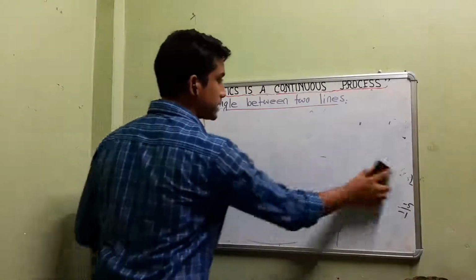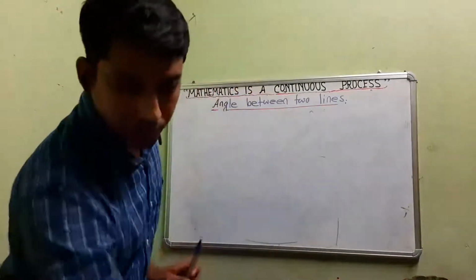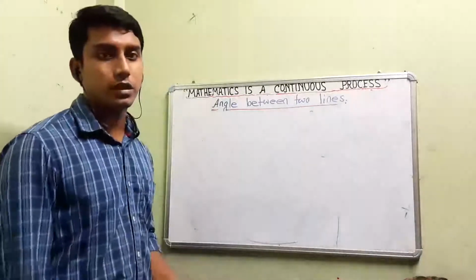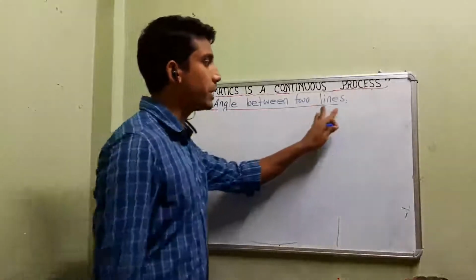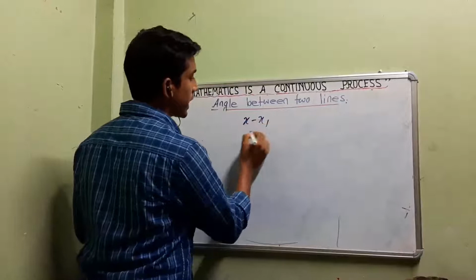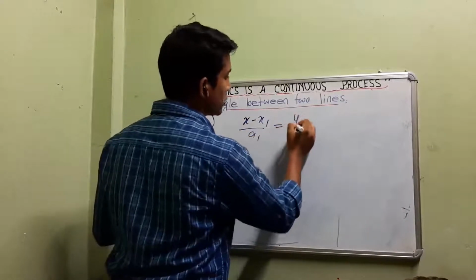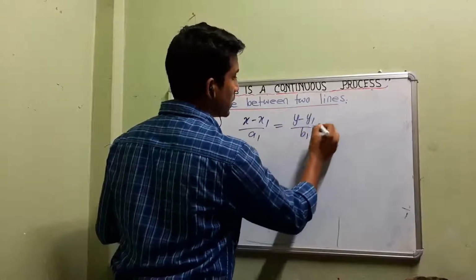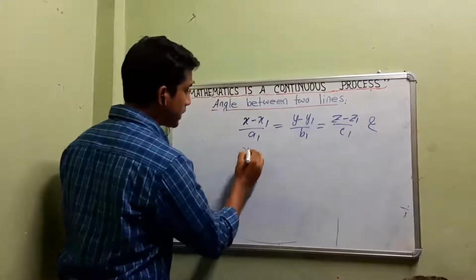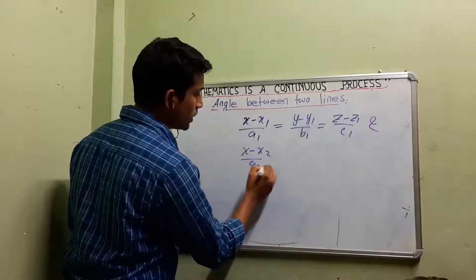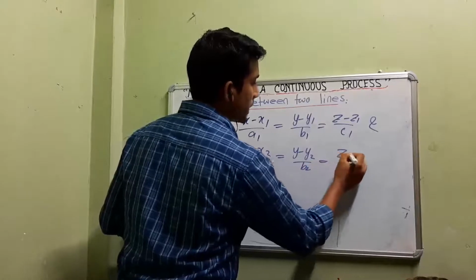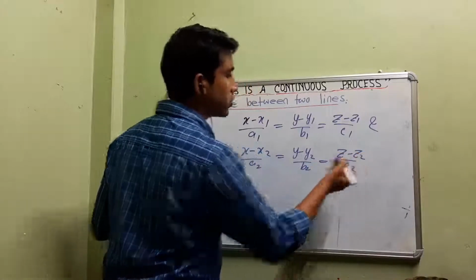Now, another concept I will discuss here today. If two lines are perpendicular to each other, then what will happen? Always remember, let me give you the concept first. Suppose two lines are given: (x - x1)/a1 is equal to (y - y1)/b1 is equal to (z - z1)/c1. This is one straight line, and another one is given: (x - x2)/a2 is equal to (y - y2)/b2 is equal to (z - z2)/c2. These two lines are given.